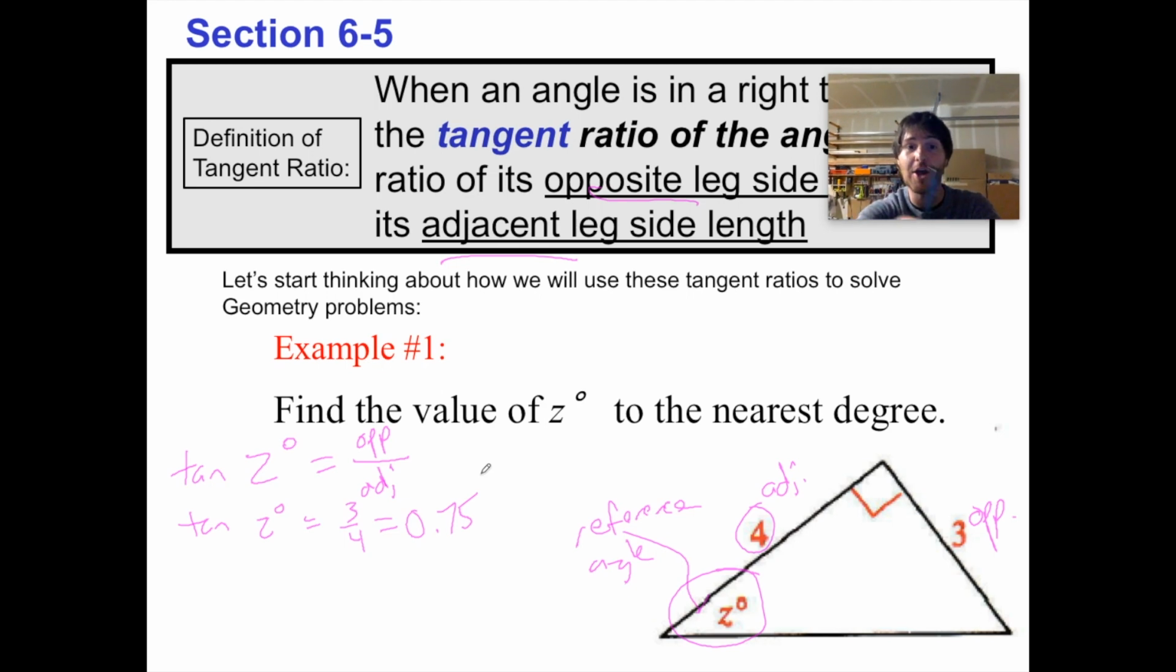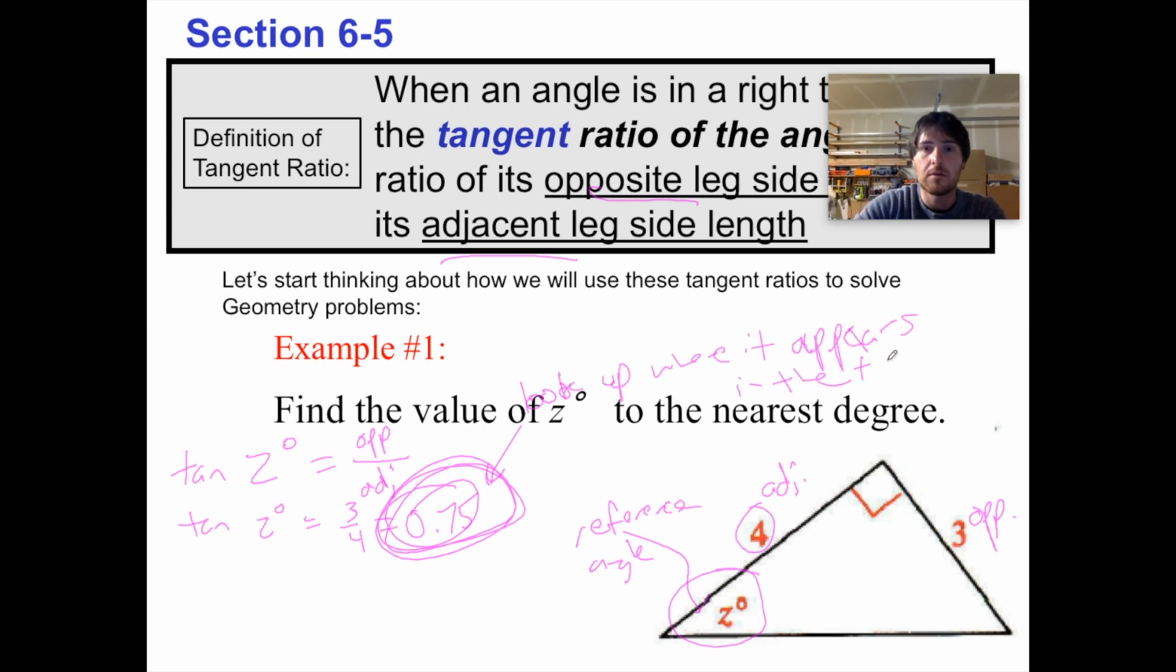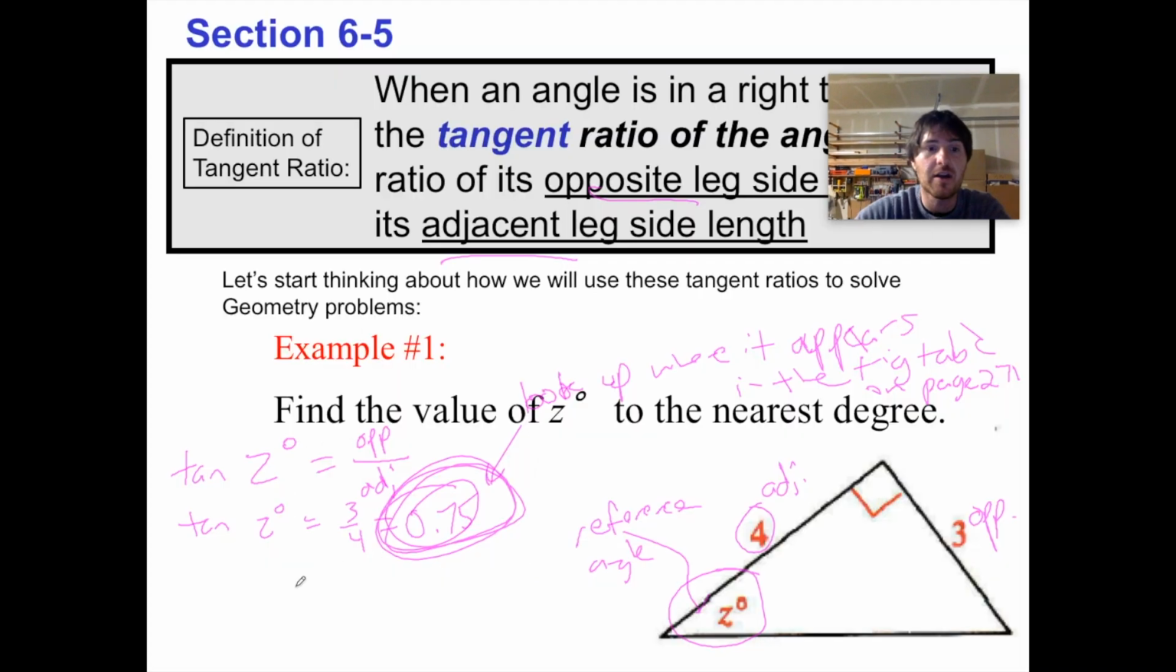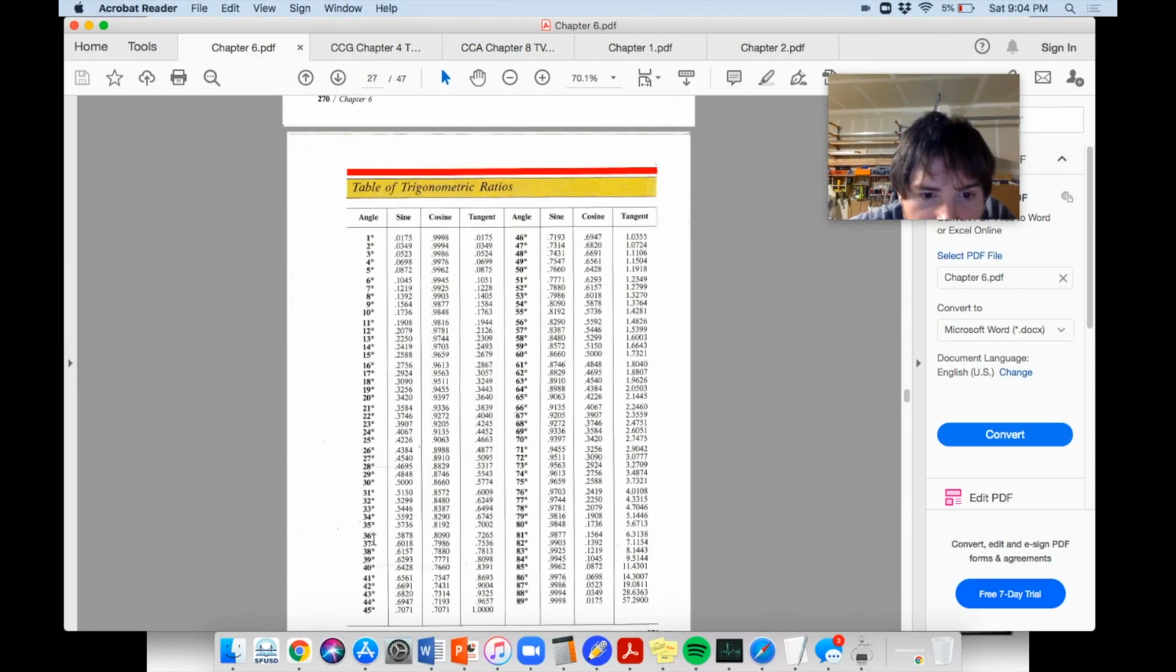So what we can do here is take this and look up where it appears on the trig table on page 271. If I go to 271 and look for tangent, there it is, 0.7536. So it's approximately 0.75, and that goes with 37 degrees. So z degrees is approximately 37 degrees.